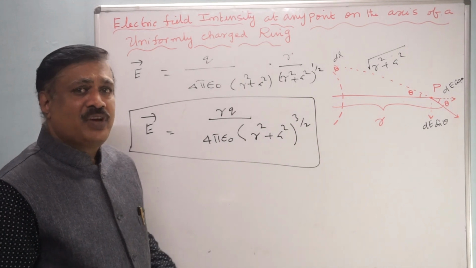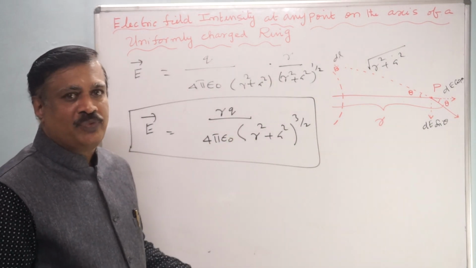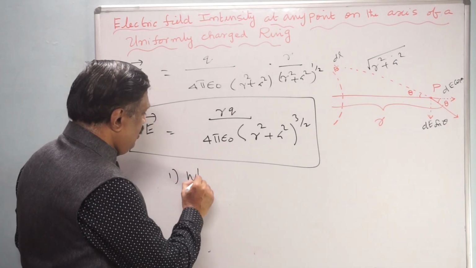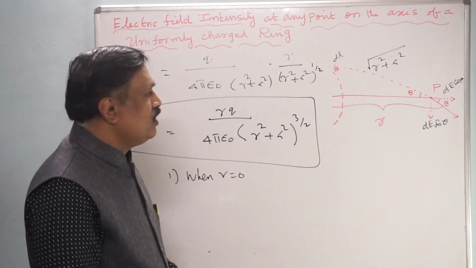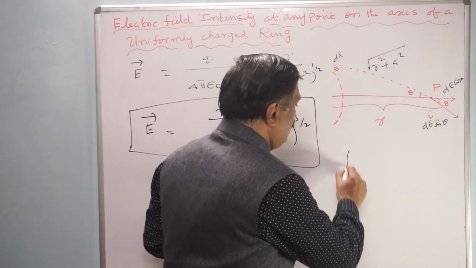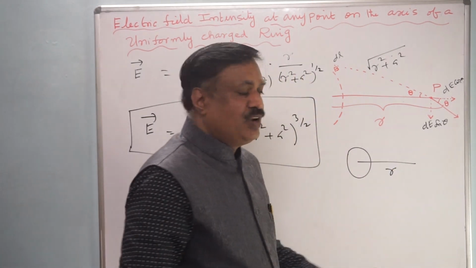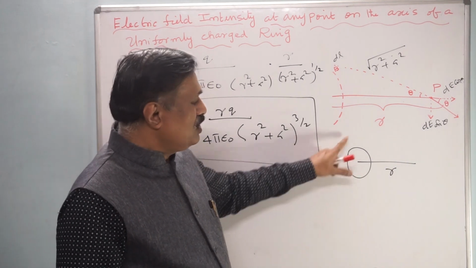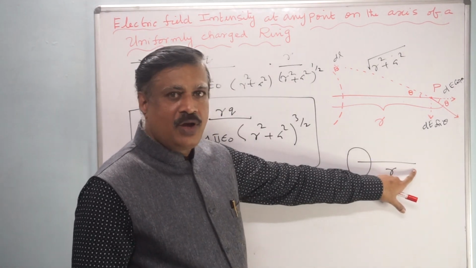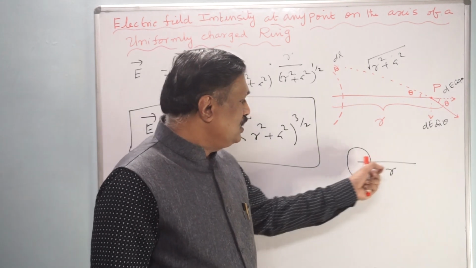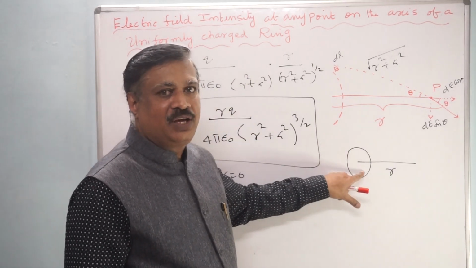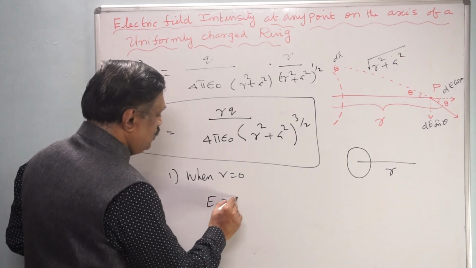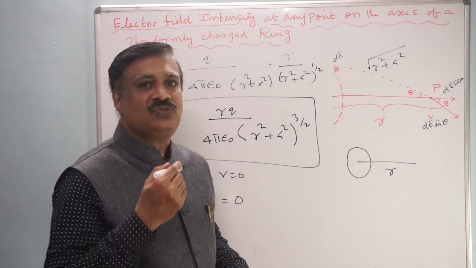Now as usual we can go for some special cases also. What will be the special cases? Case 1: when r equals 0. That means the point is here, this is your circular ring, this is your P. When r equals 0, the point is situated at the center of the circular ring. That means the numerator will become 0, then E is equal to 0. That means the electric field is 0.